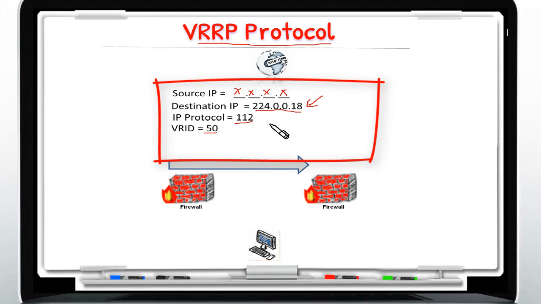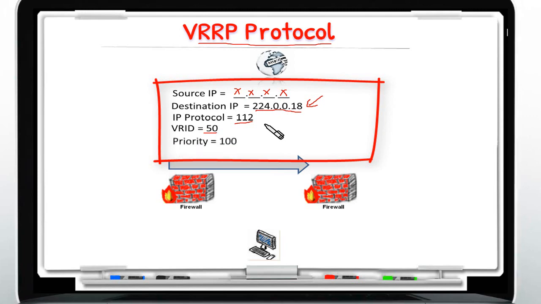And the next thing you'll see is the priority, and the priority is what you define for your VRRP machine, or the effective priority that the machine is currently at. And then the next thing you'll notice is the time to live. According to the RFCs that I talked about earlier, the time to live should always be equal to 255.